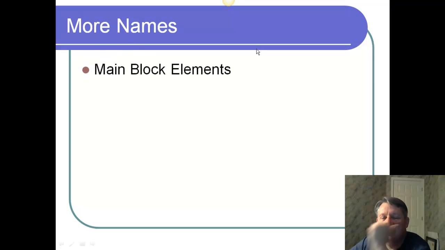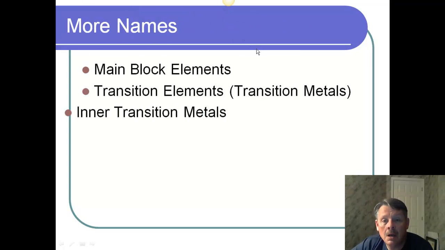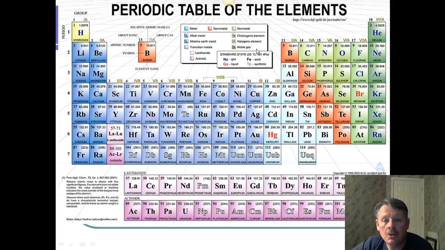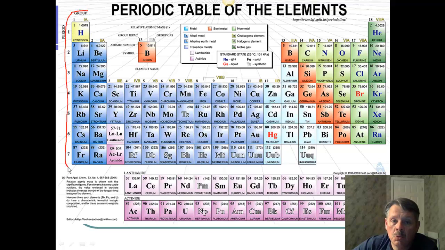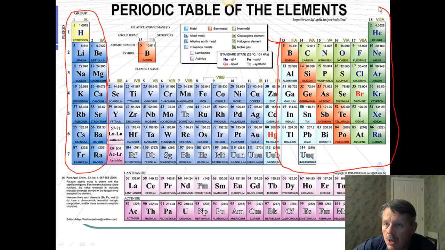All right, we have a couple more names you need to know. You need to know the main block elements. We already mentioned that. We're going to talk about the transition elements, also known as the transition metals, and the inner transition metals. We mentioned earlier that groups 1 and 2, the things labeled 1A and 2A, those are main block elements. And the things over here on the right, these guys are also main block elements.